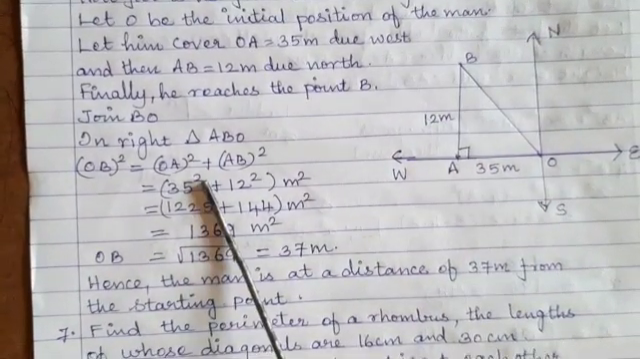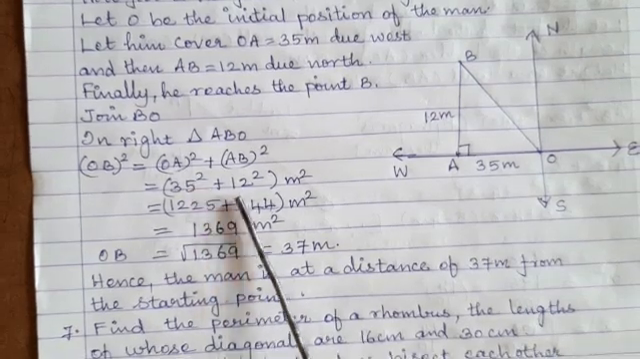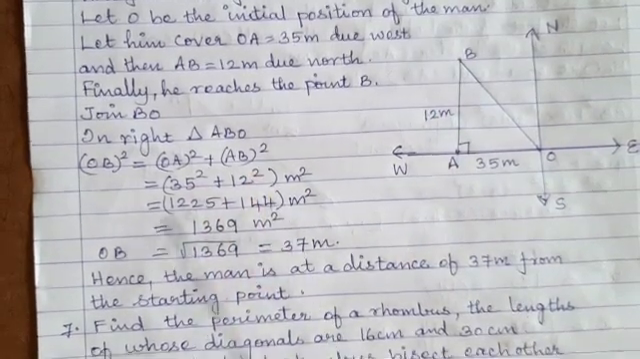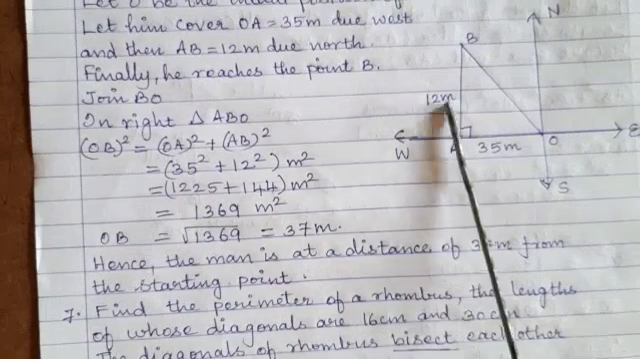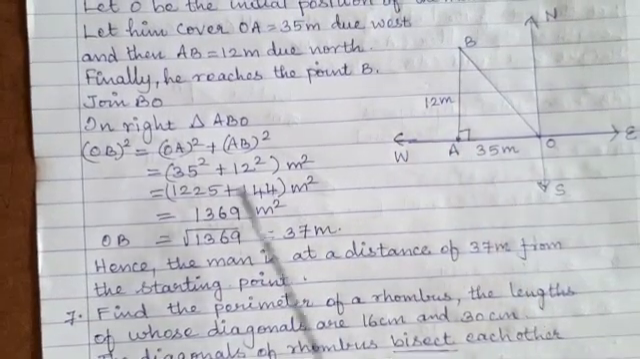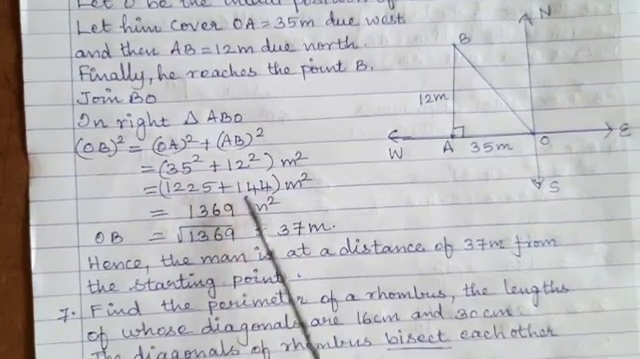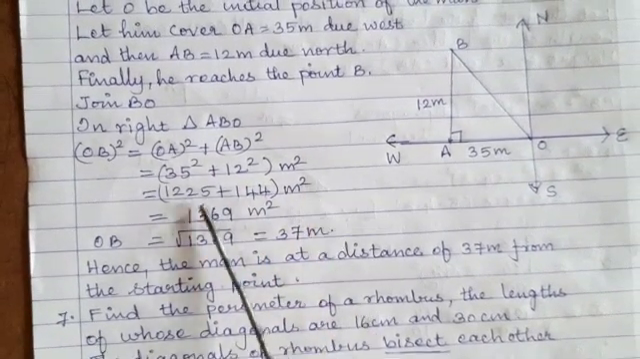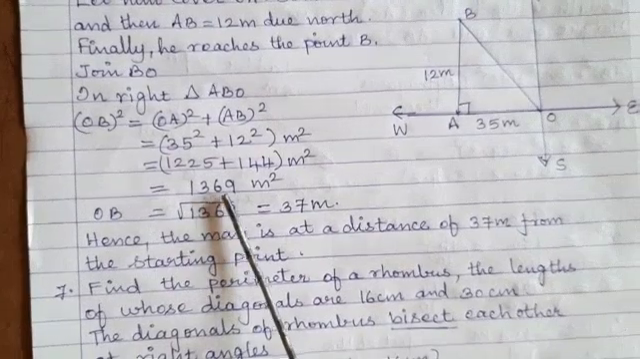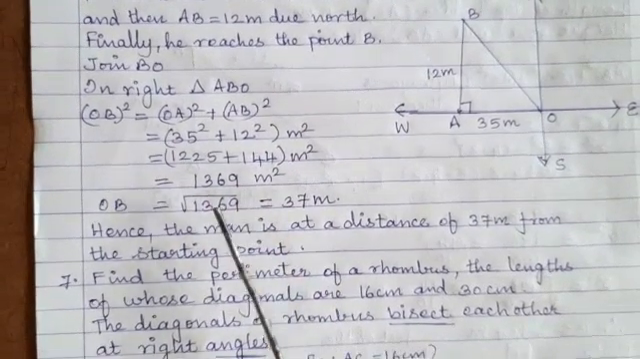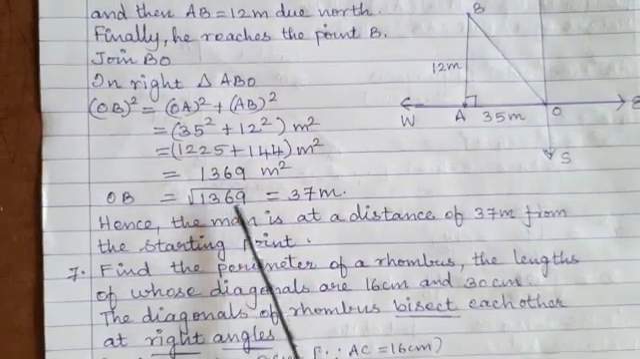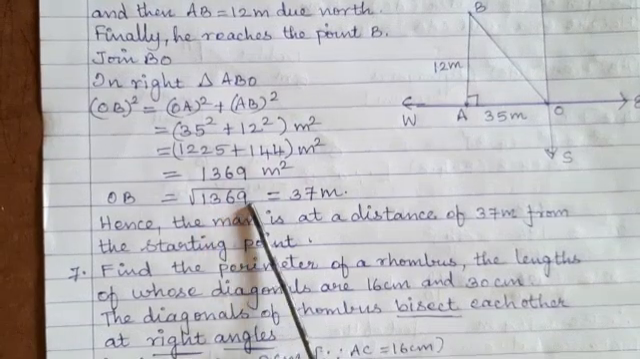OA squared equal to 35 squared plus AB equal to 12 squared, that is in meter squared, because here it is given in meters. So 35 squared is 1225 plus 12 squared is 144 meter squared. If you add it, you will get 1369 meter squared. After that, you will find the prime factorization of 1369.